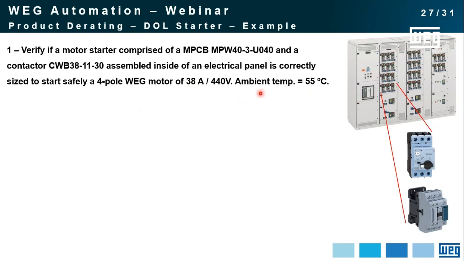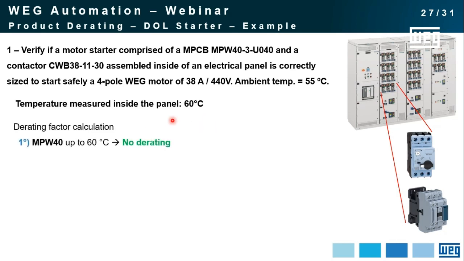Here the ambient temperature is given as 55 degrees Celsius, but this temperature is outside the panel. So what would be the temperature inside the panel? Well, you have to measure. In this case, we are considering 60 degrees Celsius. This temperature varies, and it depends on the number of components you have inside of it and on how much heat it dissipates, so each case is different.